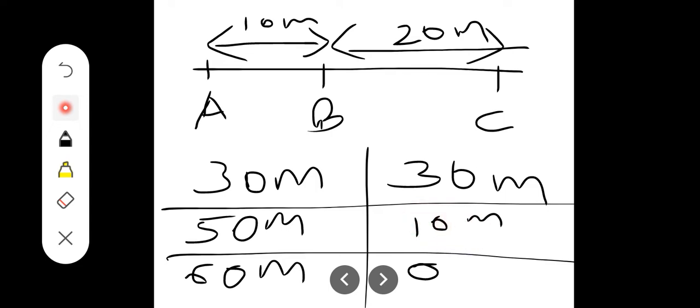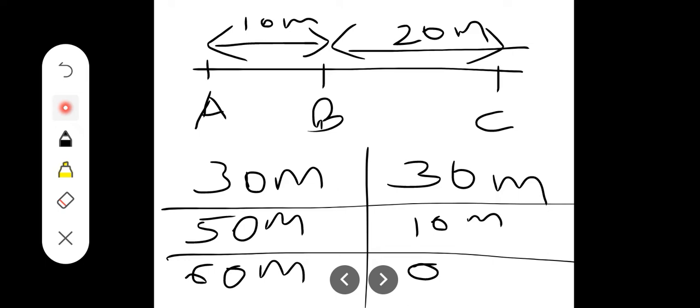And in the last example, we have taken the object moves from A to B, B to C, then C to B, and then again B to A. So initial and final positions are same. So the path length is the total path length, that is 60 meters, and displacement is 0 meter. Means there is no displacement because initial and final positions are same. Correct. So from this we can understand better about the path length and displacement, and their difference can be understood easily.